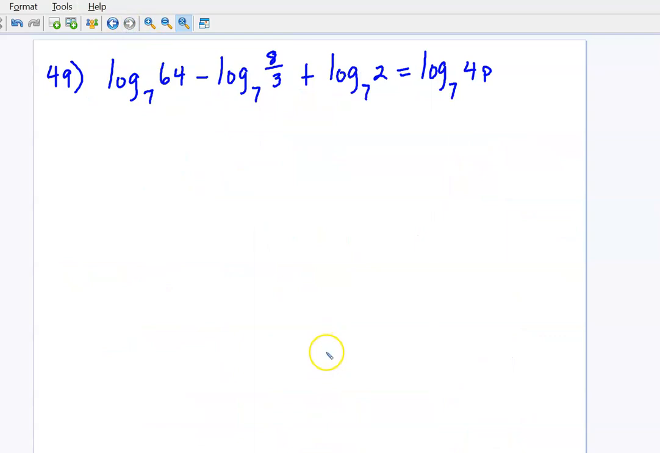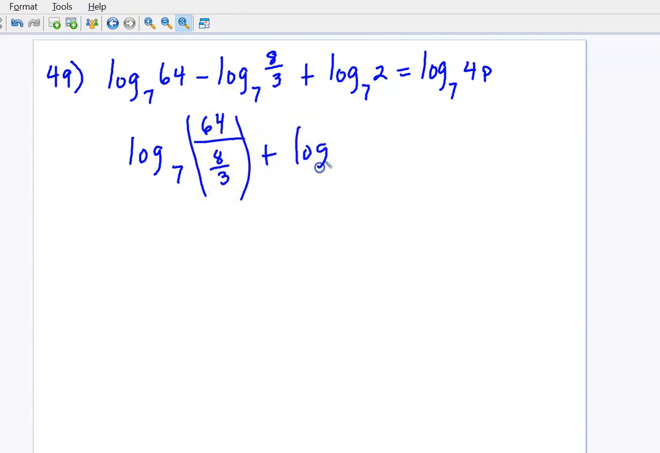All right, I think this is my last one, so let's put these logs together. Remember, multiple log expressions need to be condensed or combined into single log form. So I'm just going to take them a pair at a time. I'm going to use the quotient property for this first two pairs. So that would be log base 7 of 64 divided by 8/3.